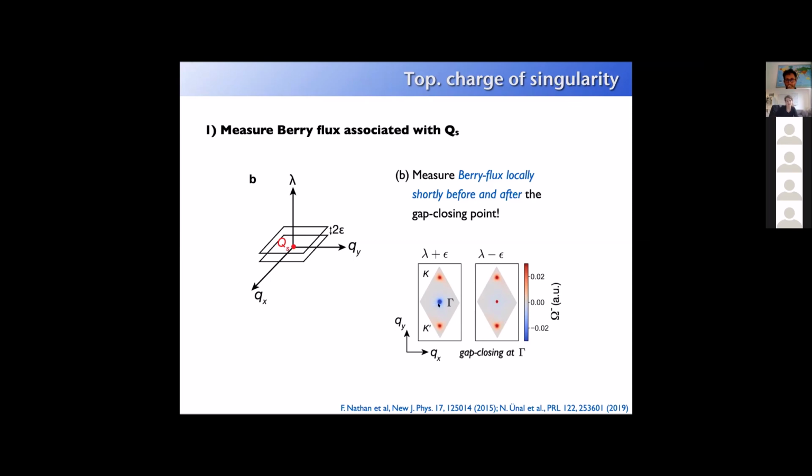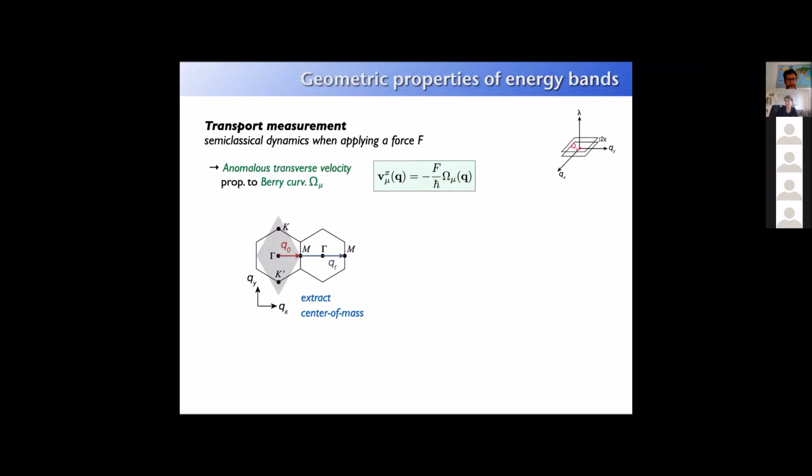So with our local deflection measurements, we probe the sign change of the Berry flux at the gap closing point. And this allows us to extract the topological charge of the gap closing point. So we have to know the topological charge and where it occurs, so between Floquet zones or around zero energy.